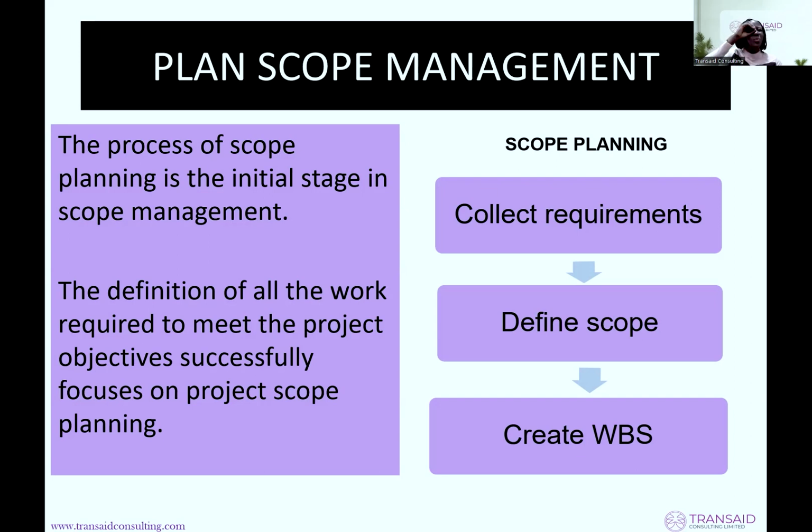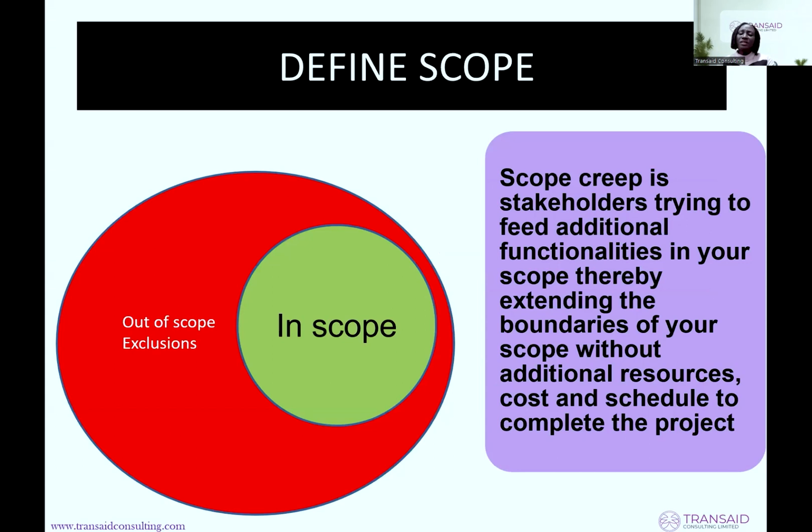What do you do with scope? When you use scope, it will help you to see clearer. But you know, it will exclude some things. Everything outside my hand is out of scope. Everything within my hands is in scope. And so you create the WBS, the work breakdown structure. So define scope by the requirements that are collected. So you see, everything in scope is what you will do. Out of scope are the exclusions.